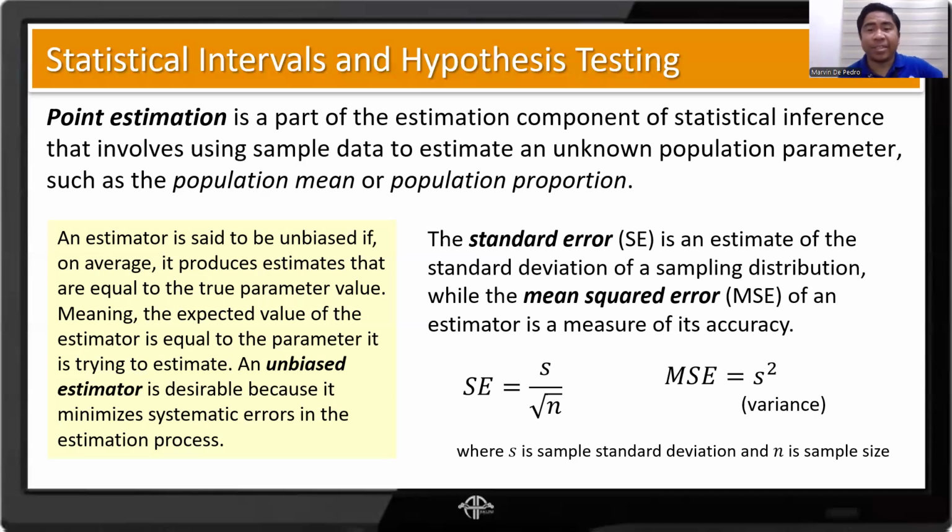Once we have our sample variance, just square it. So if you have your sample standard deviation and you're looking for the SE, just divide it by the square root of the sample size. But if you're looking for the variance or the MSE, then just square it. We can use these values to give us a clue that what we are doing is an unbiased estimation.